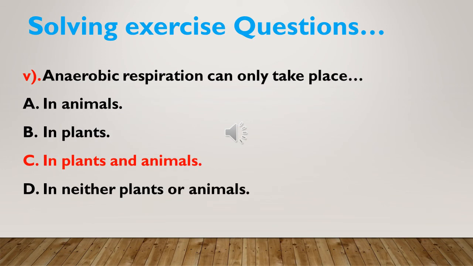Now the fifth and last statement of question number 1 is V. Anaerobic respiration can only take place. The first combination is in animals. The second option has the combination in plants. Option number 3 has in plants and animals. And option 4 is in neither plants nor animals. Option 3, C, is correct for it.